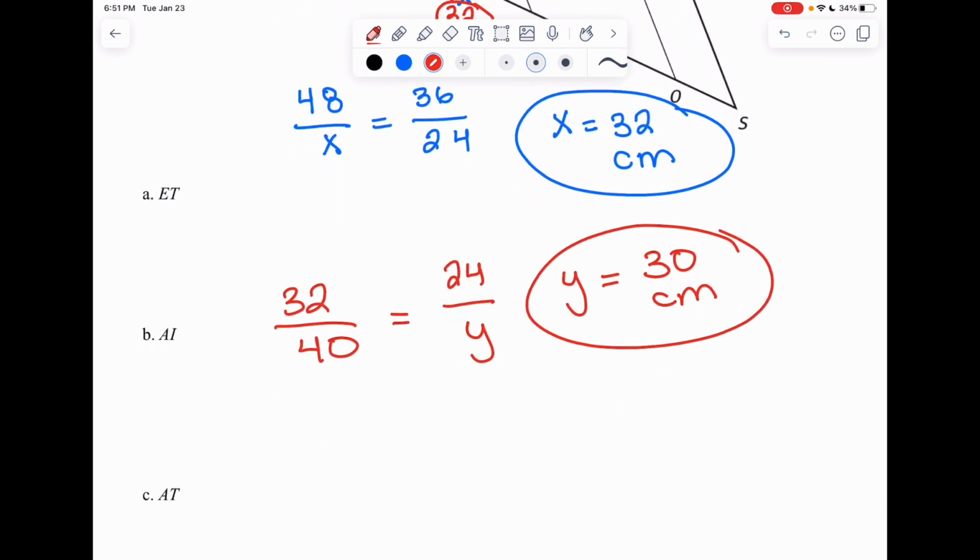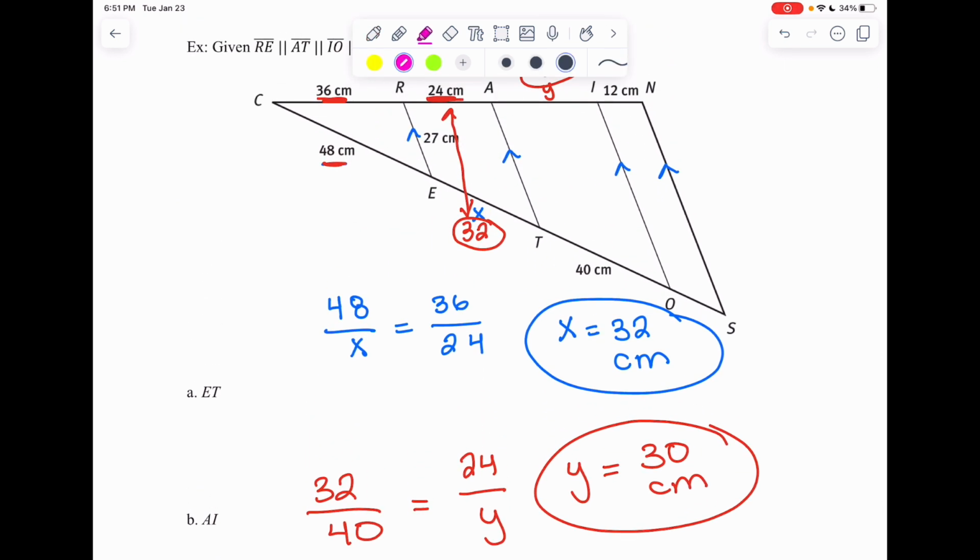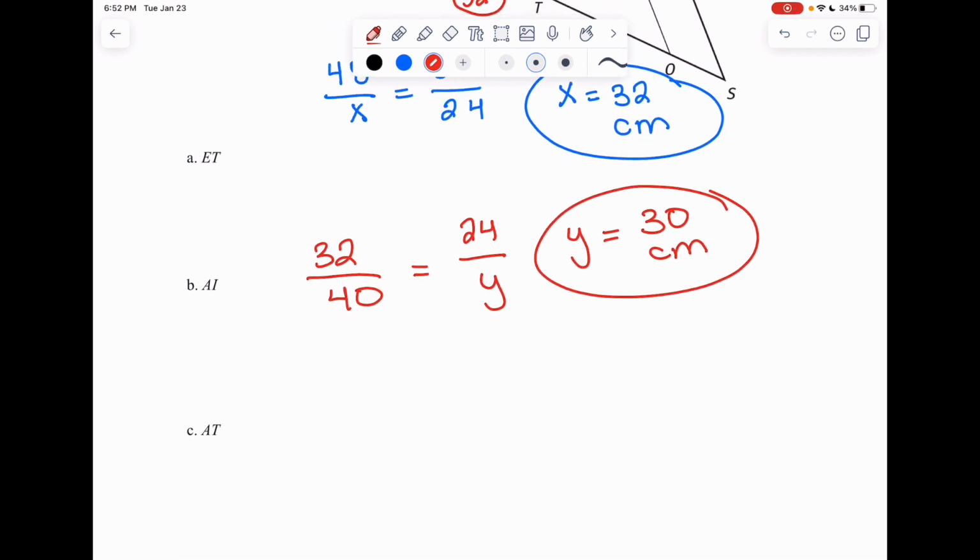And last one, AT. Notice how AT is one of the sides that is parallel. AT is not on one of the sides that's being split by the parallel lines. It is a parallel line. So in order to solve for AT, I have to go back to the original method that we were solving these problems. I'm going to draw the two triangles separated.